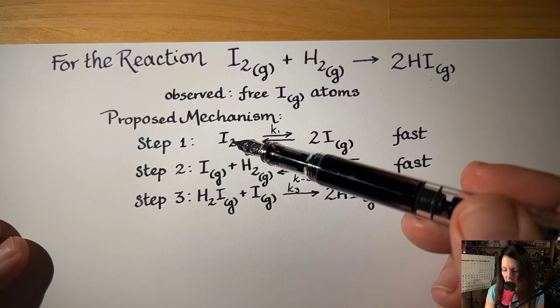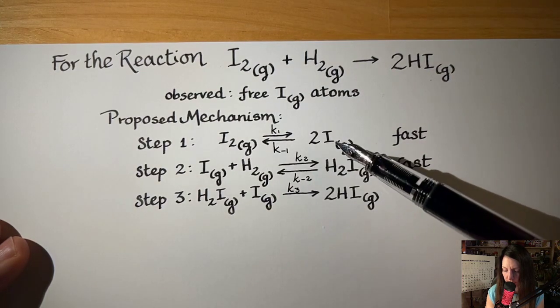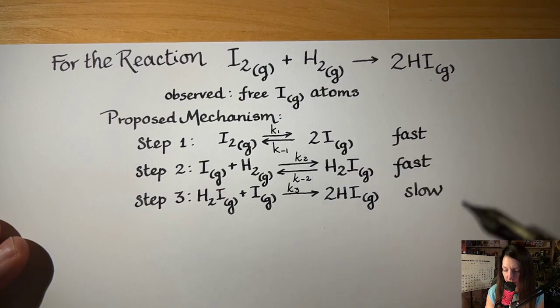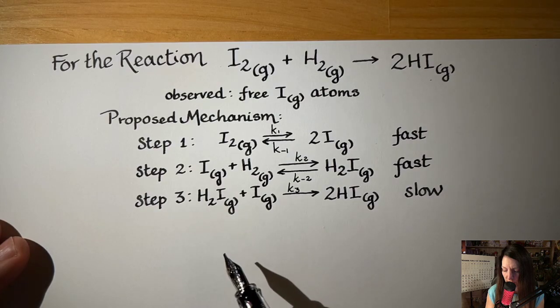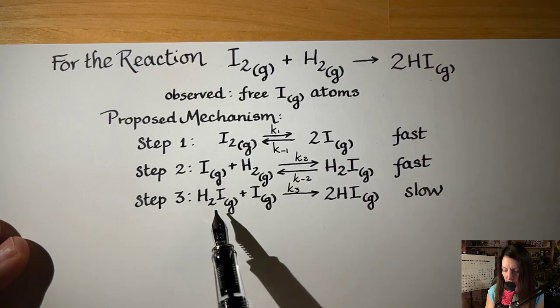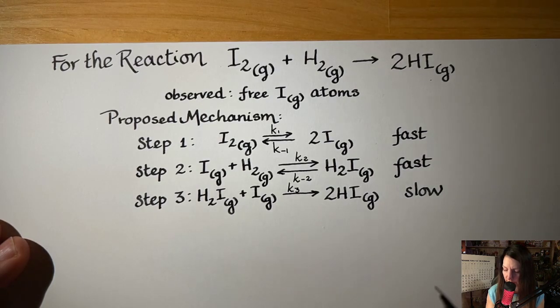This is called a unimolecular elementary step. Just 1 molecule, in this case breaking apart. Here's a bimolecular step. 2 molecules colliding to form products. Here, 2 molecules colliding. Bimolecular elementary step.